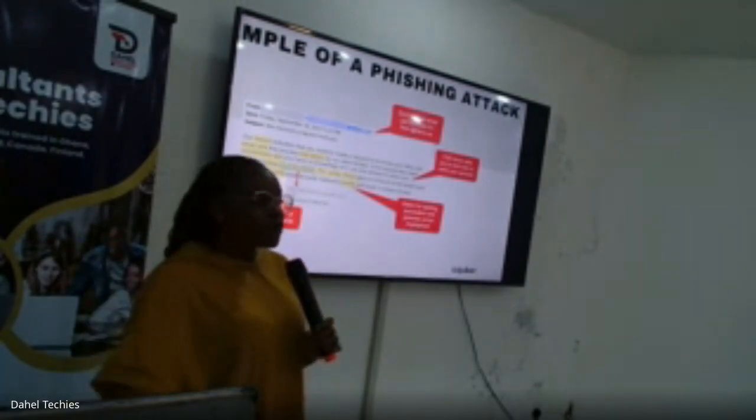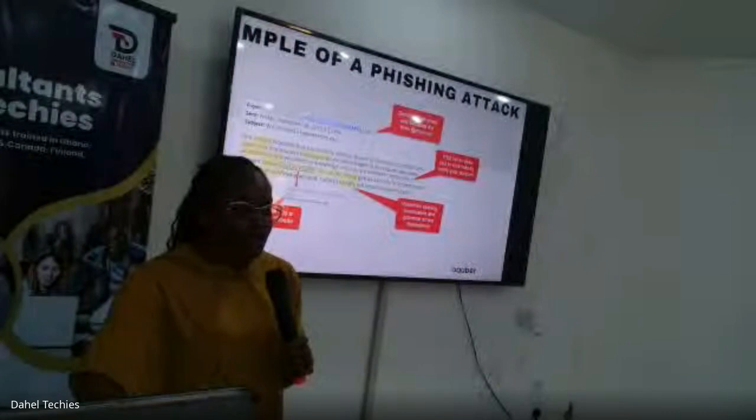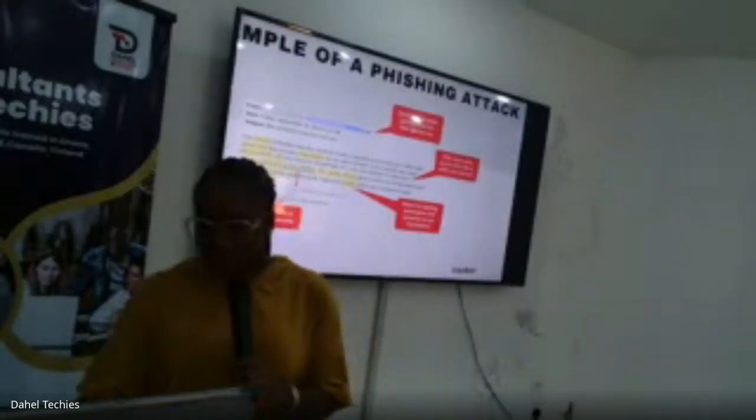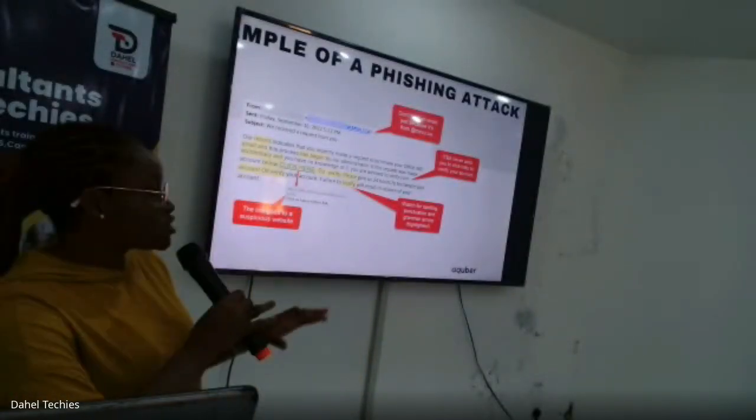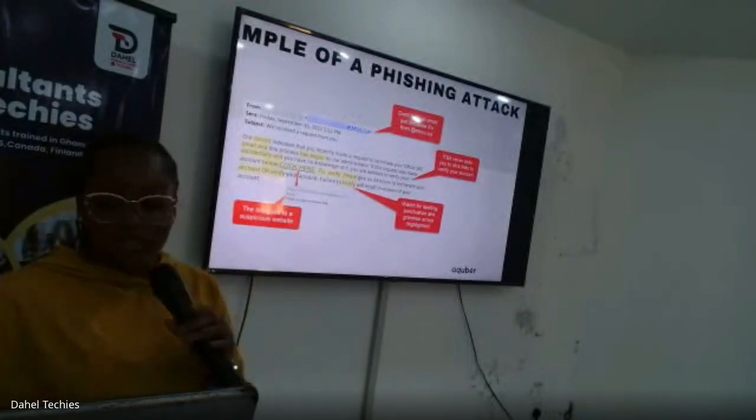So there are various ways to stay safe against phishing attacks. There are more, I think I included more in this slide, but these are just typical ways you can stay safe against phishing attacks.